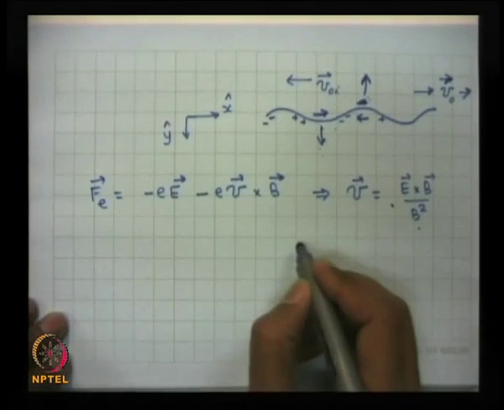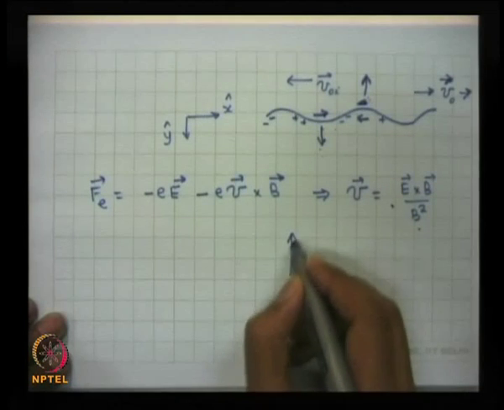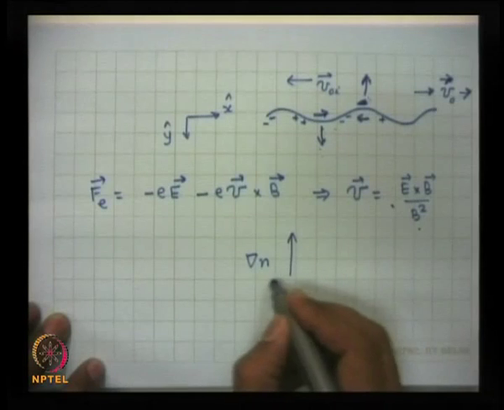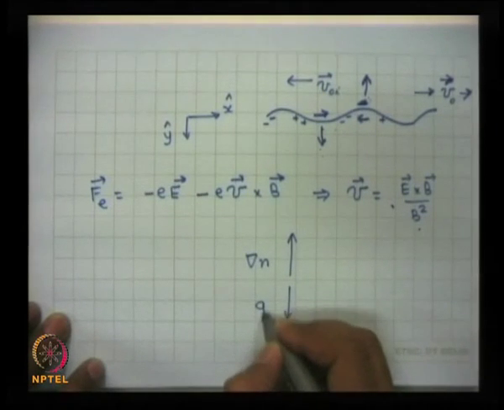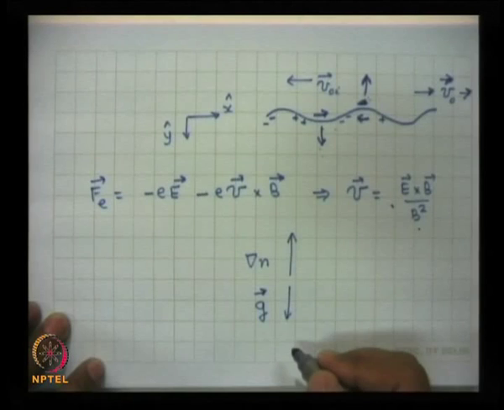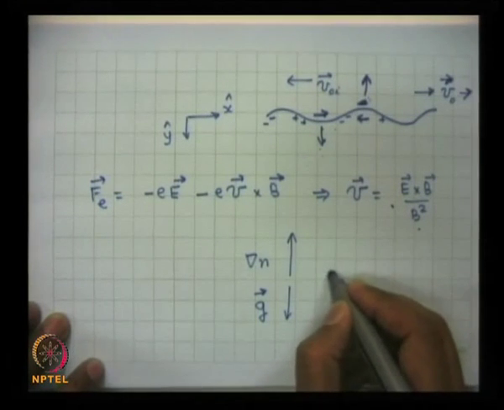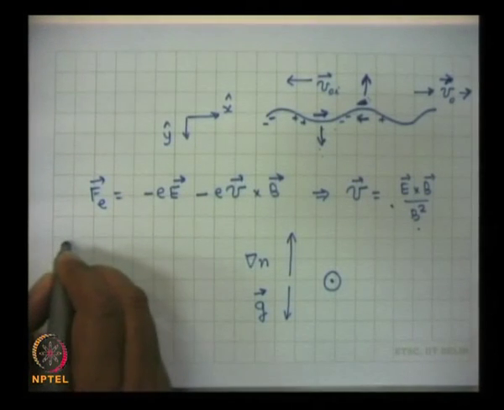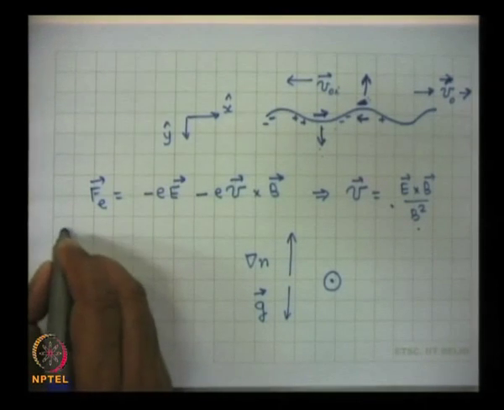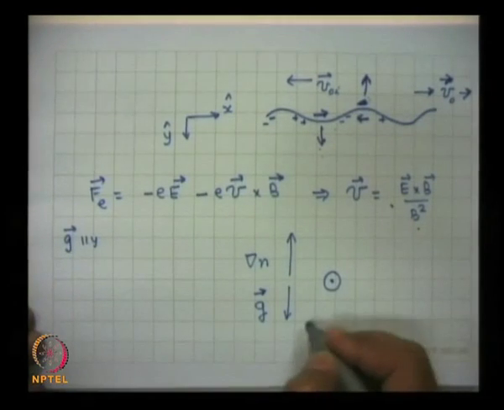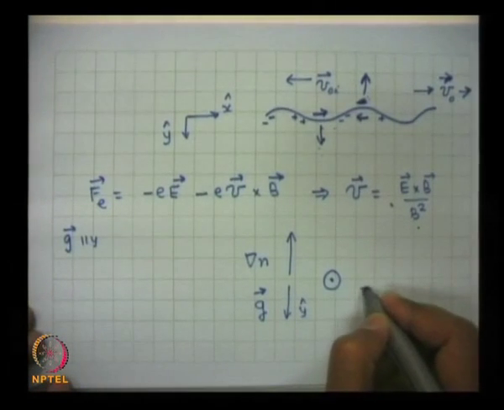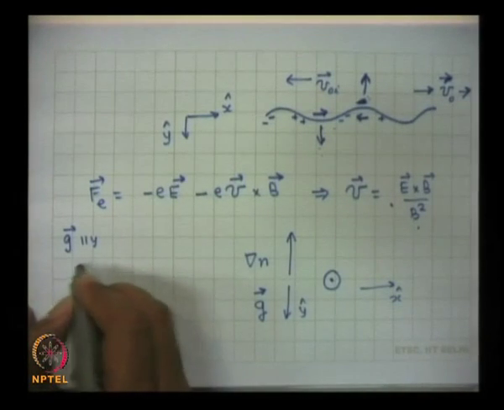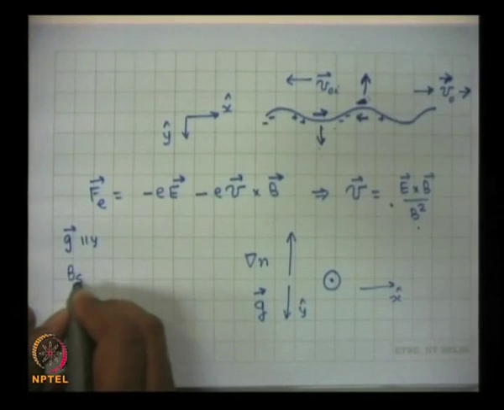So, I will consider a situation where I have a density gradient in the vertically upward direction and gravity in the downward direction, and a static magnetic field perpendicular to the plane of the paper. So, I am considering a geometry in which g is parallel to y, I am taking y as the downward direction, and this is my x direction, and my static magnetic field is in the z direction.